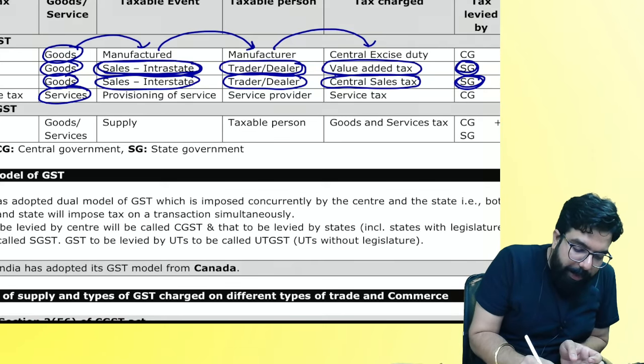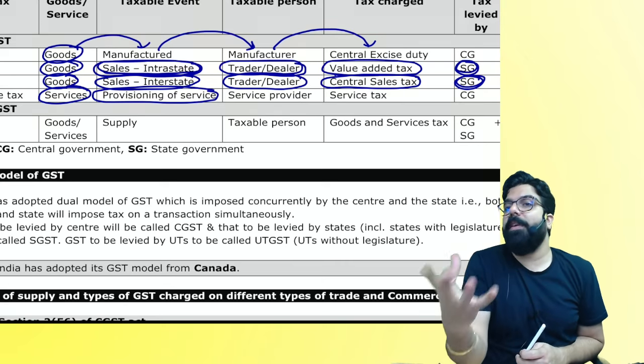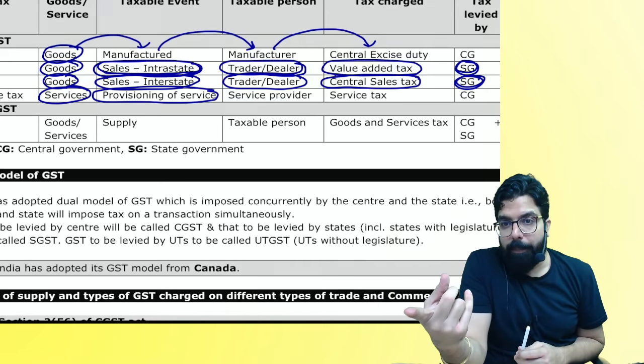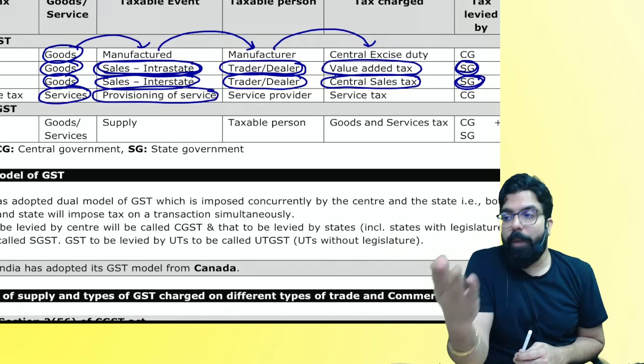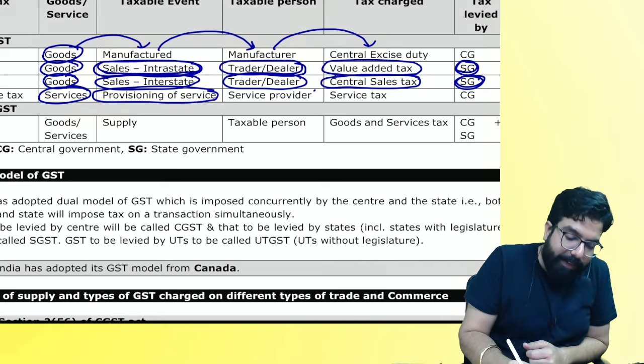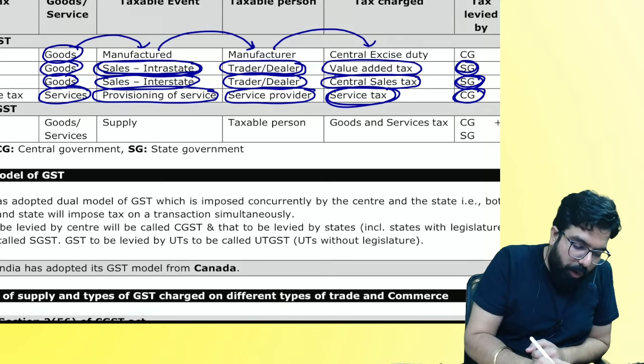Whenever services were being provided, we don't call it providing, we call it provisioning of service. I am giving you service, no? I'm doing provisioning of service. Are we clear, everyone? For a service, what did he used to charge? Service tax. Service tax used to go to whom? Now, this was what used to happen earlier, correct?